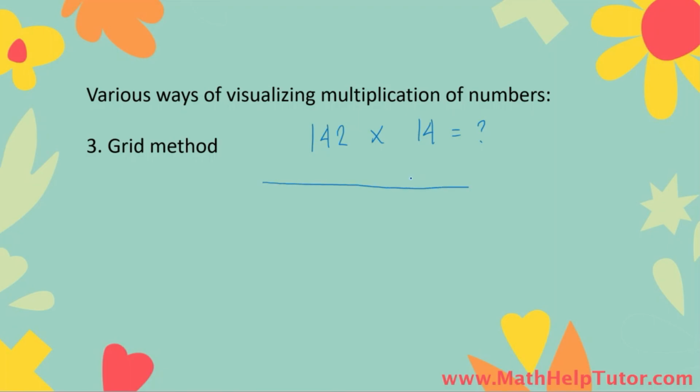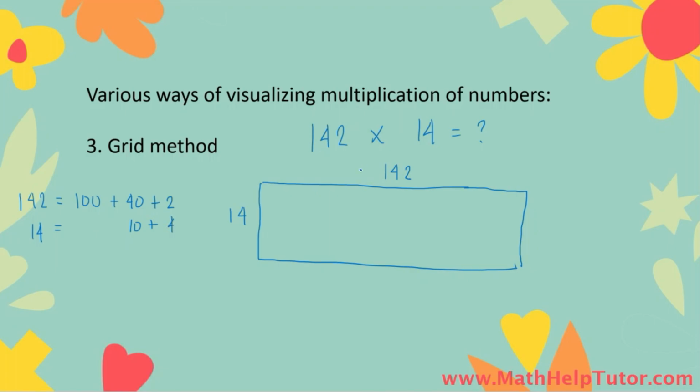So to solve this problem using the grid method, we are going to create a rectangle that has a length of 142 and a height of 14. Next, what we do is we decompose the numbers that we are multiplying. So if we decompose 142, or we write the expanded form, 142 is 100 plus 40 plus 2. And 14 is equal to 10 plus 4. So let's go ahead and change these numbers and write their expanded forms. 100 plus 40 plus 2. And then 14 becomes 10 plus 4.